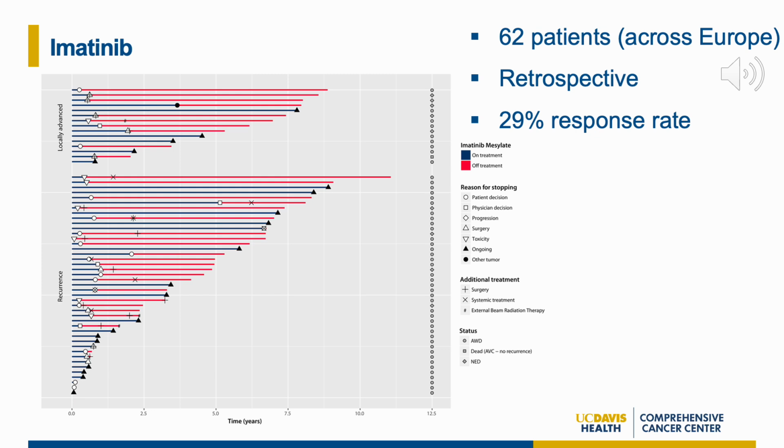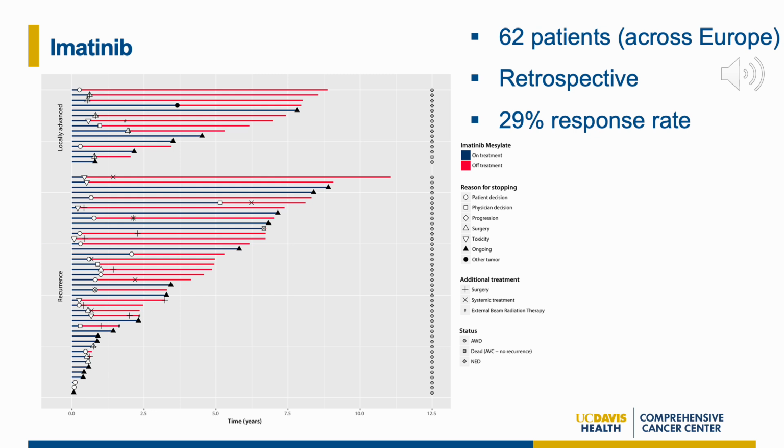So the idea behind a retrospective study is basically to gather up all the data of the people who have been treated with imatinib and see, did they seem to benefit or did they not benefit, right? So this is actually 62 patients, the data from 62 patients that were treated with imatinib across Europe. So this was a European retrospective study. And it did show that about 30% of people responded to imatinib.